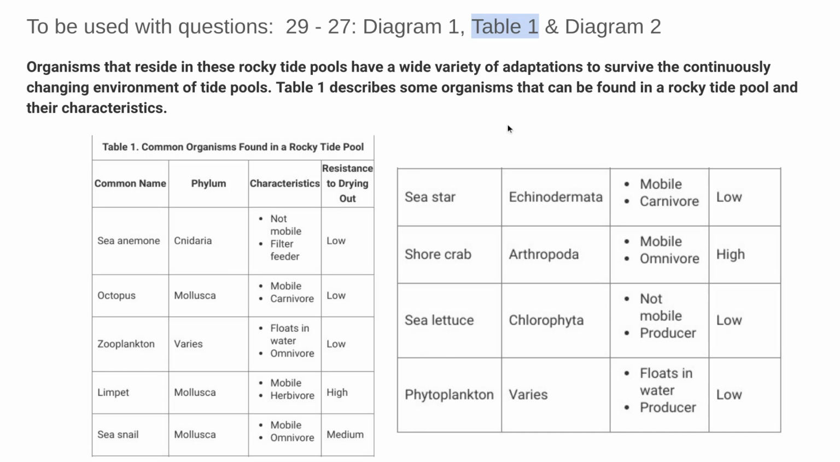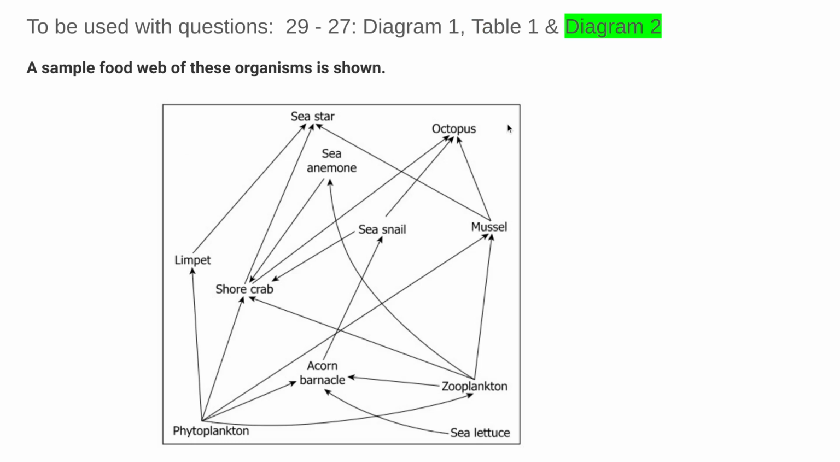Table 1 is titled Common Organisms Found in a Rocky Tide Pool, and it has their phylum and some characteristics. And diagram 2 is showing a possible food web of the organisms found in this tide pool.